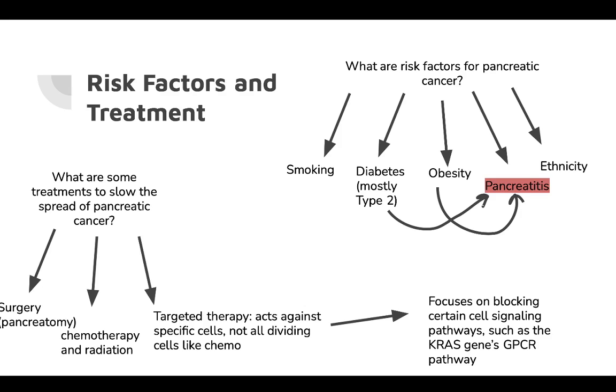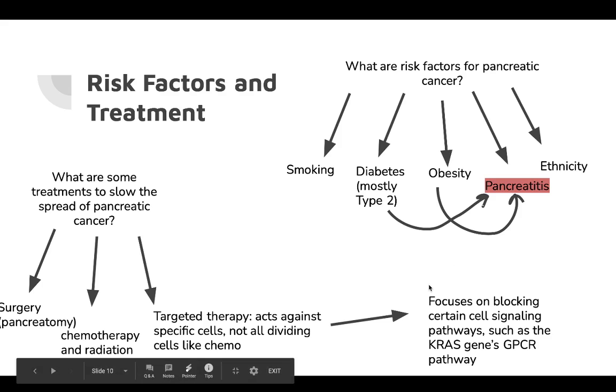What targeted therapy does is it focuses on blocking certain cell signaling pathways, such as the KRAS gene's GPCR pathway. And this is what makes cell signaling so important to diseases like pancreatic cancer and all types of diseases, because actually 60% of all modern medicines used today use GPCR pathway intervention as the medicine. So that's what makes cell signaling so important, and I hope you learned a bit about pancreatic cancer and cell signaling today. Thank you.